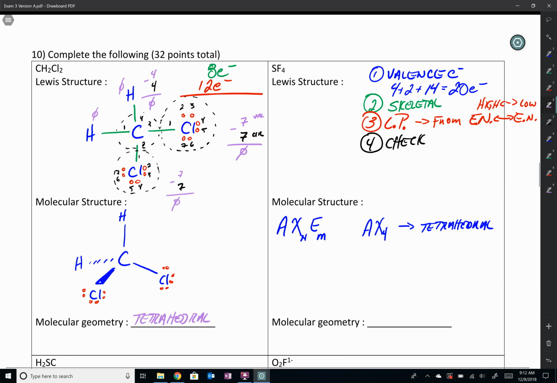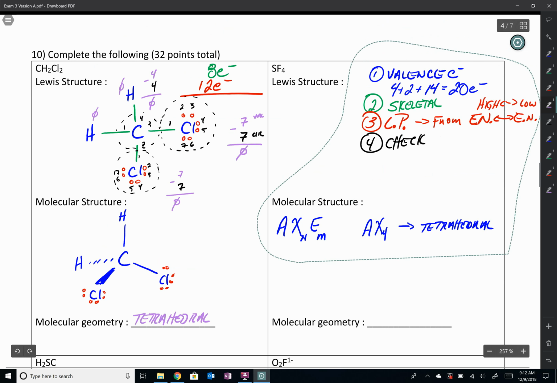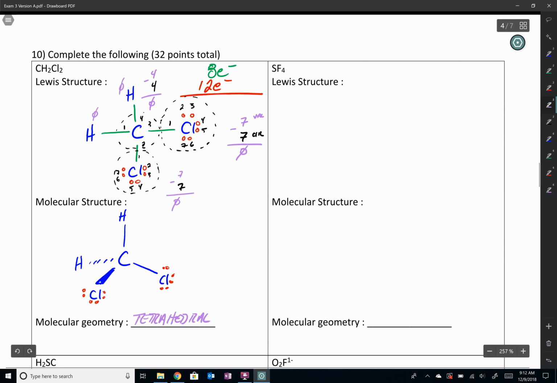All right. So let's clean this side up over here, and we can move on to the next one. We're going to follow the exact same steps. Total number of valence electrons: 6 from the sulfur, 28 from the 4 fluorine, so a total of 34 electrons we have to deal with. Sulfur goes in the middle. We connect everything with our skeletal structure.